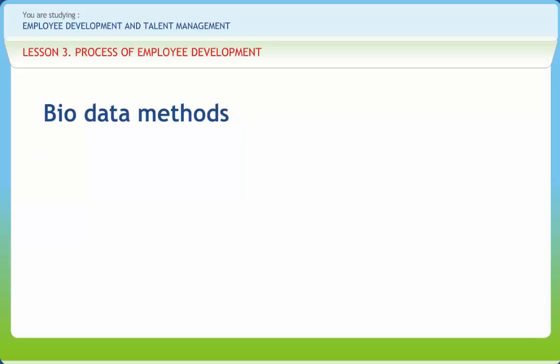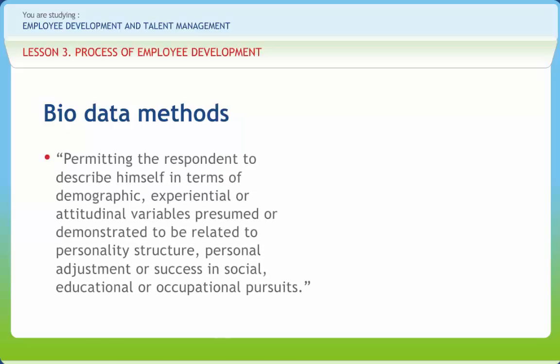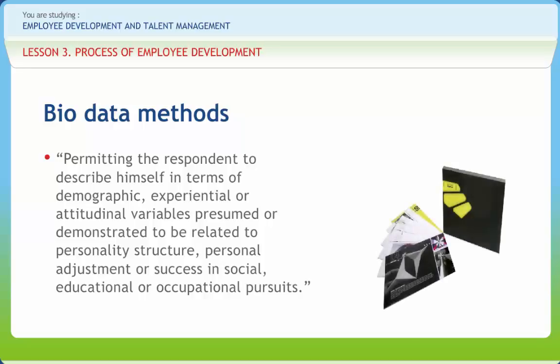Biodata methods of selection have been described as permitting the respondent to describe himself in terms of demographic, experiential, and attitudinal variables presumed or demonstrated to be related to personality structure, personal adjustment, or success in social, educational, or occupational pursuits. This method can significantly raise the reliability and validity of the selection process by making use of information about past events in an objective and systematic way to predict future job success.